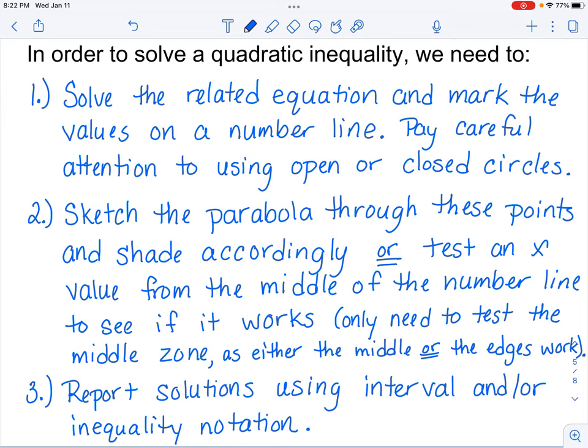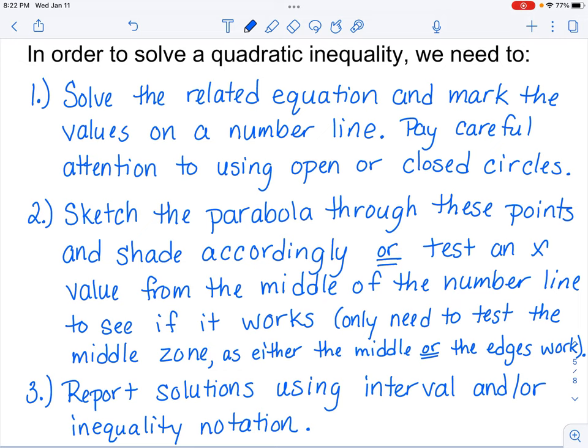Okay. If you don't want to sketch the parabola and shade, your alternative is to test an x value from the middle of the number line to see if it works. And again, I only need to test one number in the middle zone because either the middle is going to work, and if that doesn't, guaranteed the 2 outside edges are going to work. Okay? Kind of like the compound inequalities that we graphed back at the beginning with interval notation.